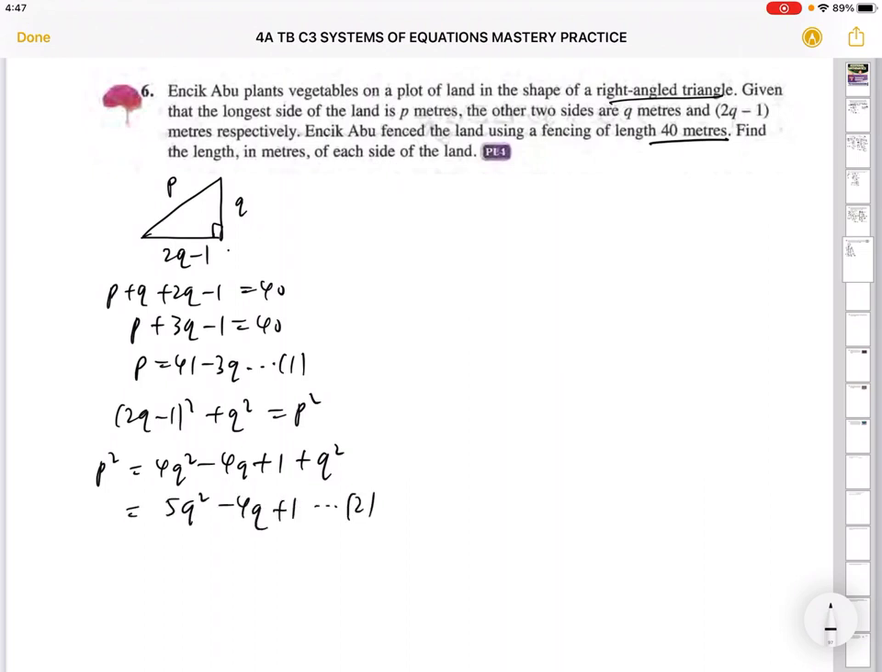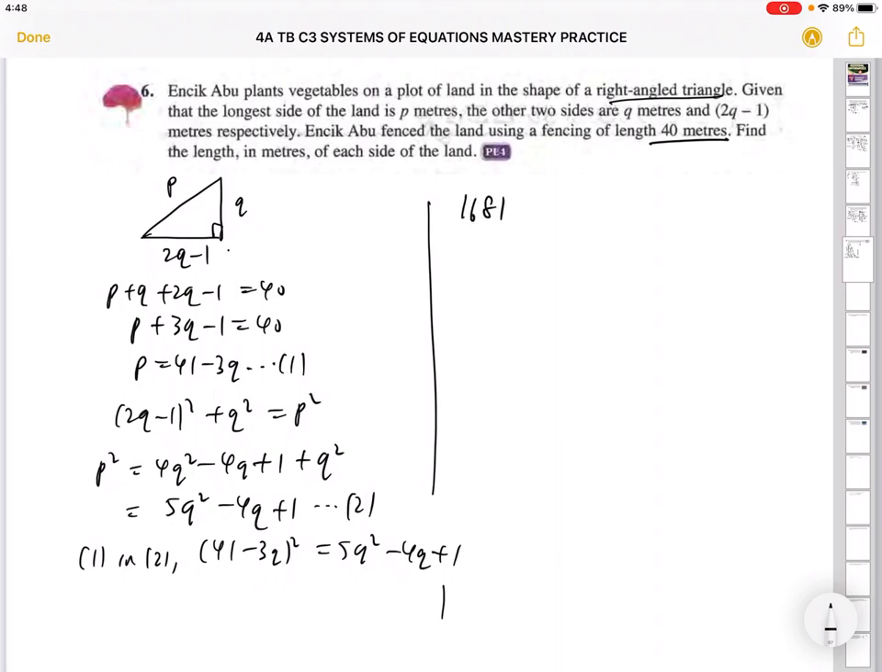So I'm going to sub 1 in 2. So this is 41 minus 3q square equals 5q square minus 4q plus 1. Okay, 41 square, big number, 41 square, 1681. This will be 2, 4, 6q and 9q square. This is 5q square minus 4q plus 1. Bring over. So 9 minus 5 is 4, 4q square. This is 2, 4, 6 minus 4. So it's a plus 4, 2, 4, 2. 1681 minus 1, 1680. Oh, this number is big.